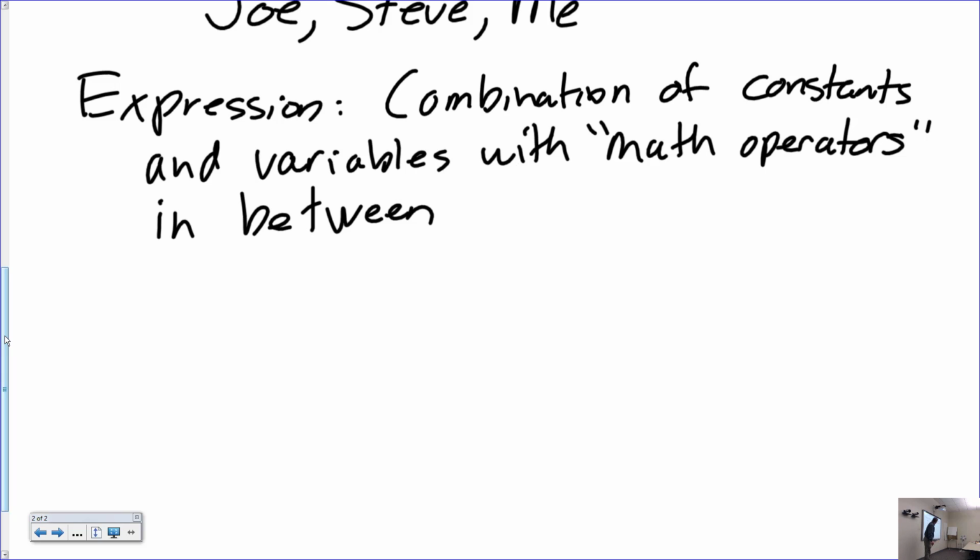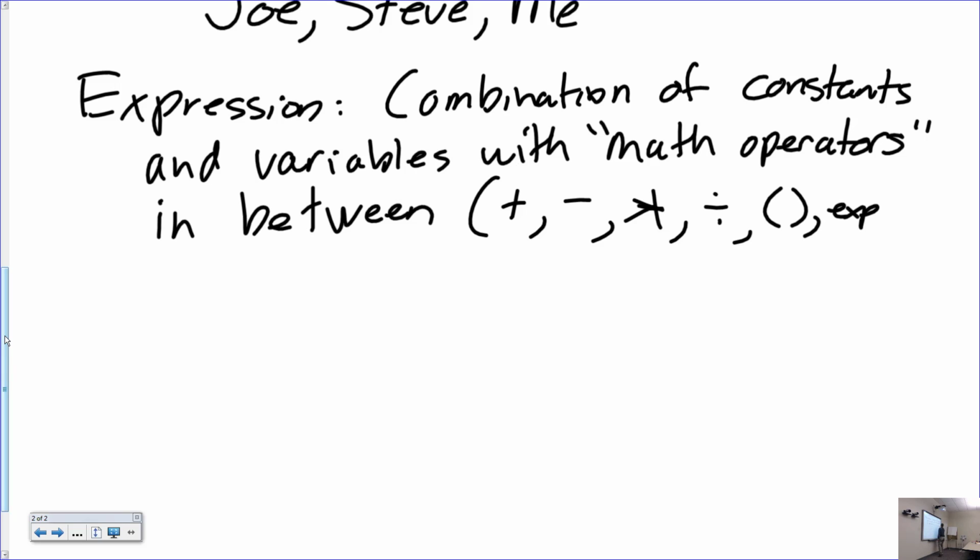Now, what's a math operator? Plus, minus, times, division, parentheses are in there. You can think of them as exponents. I mean, all the standard stuff that we do in math are math operators that will be in between constants and/or variables. Now, you guys remember what that symbol is? Square root. All right, so what math operator or math symbol are we missing up there?